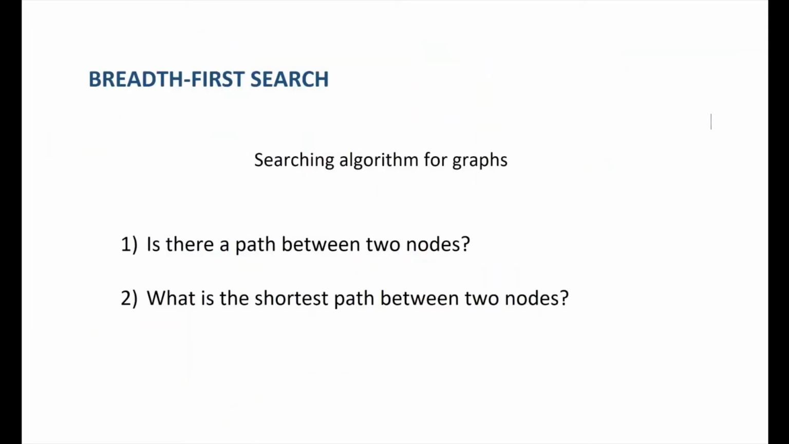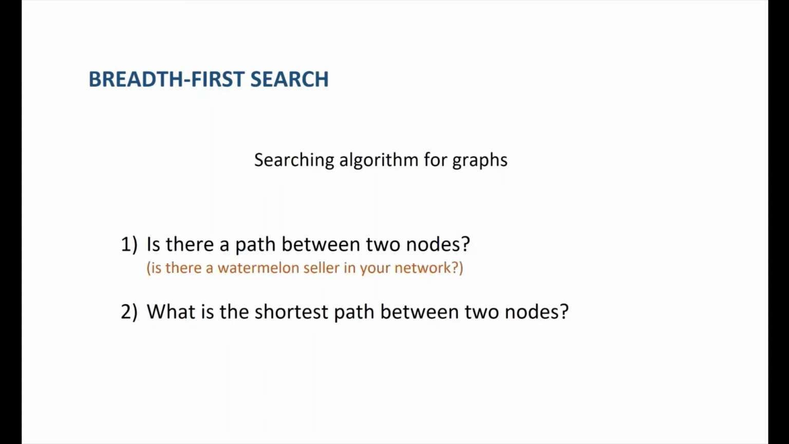Coming back to the two main questions breadth first search answers. The first question determines if a path exists between two nodes. This question can be reframed as, is there a watermelon seller in your network? We just saw how BFS answers that. Second question finds the shortest path between two nodes. This question can be reframed as, who is the closest watermelon seller? Let's see how BFS answers that.